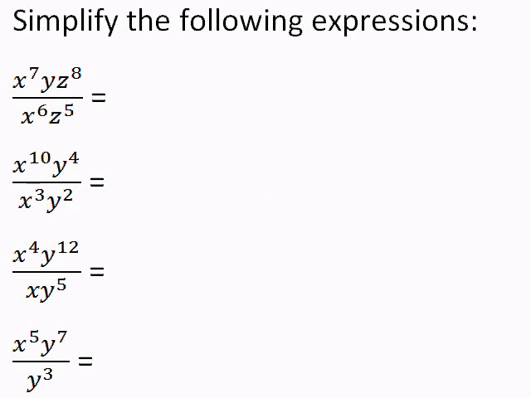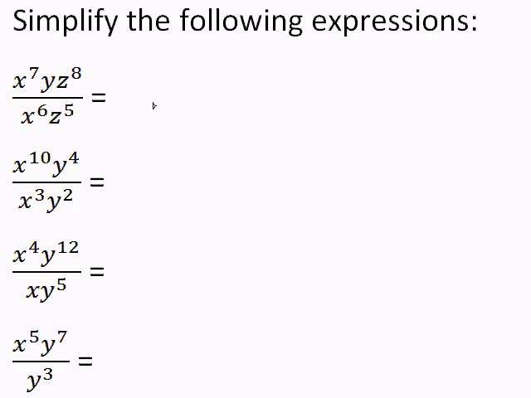In the following, I have a series of questions we're going to work through to help us better understand this property as it shows up in a variety of ways. Let's take a look at that first expression. X to the 7th, y, z to the 8th, over x to the 6th, z to the 5th. Again, just like what we did when we were multiplying the same base, when we divide the same bases, we look for the pairs.